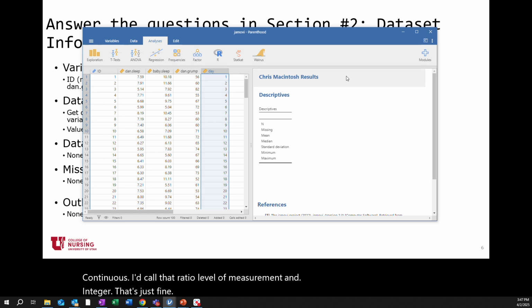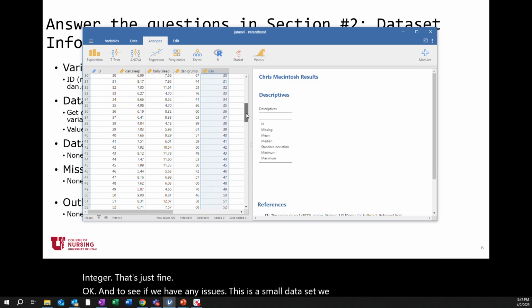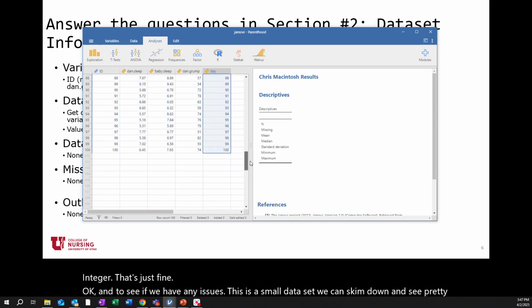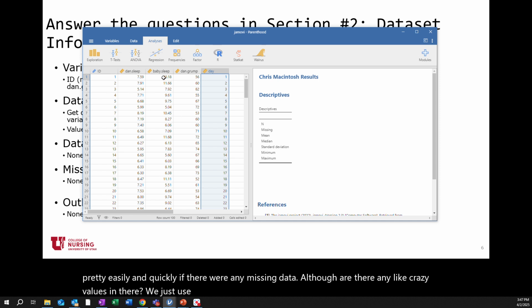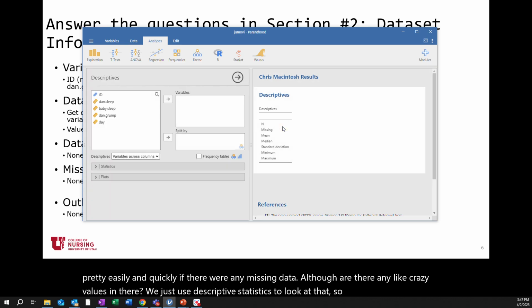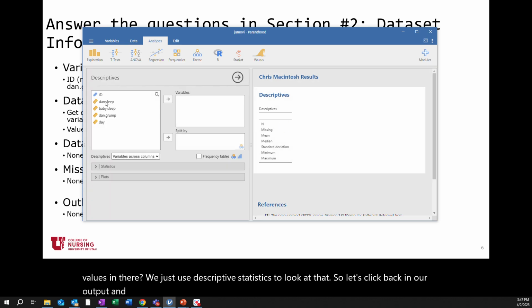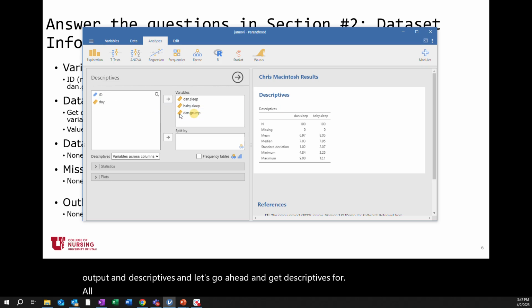Okay, and to see if we have any issues, this is a small data set. We can skim down and see pretty easily and quickly if there was any missing data. Although, are there any crazy values in there? We just use descriptive statistics to look at that. So let's click back in our output in descriptives, and let's go ahead and get descriptives for all of these continuous variables.